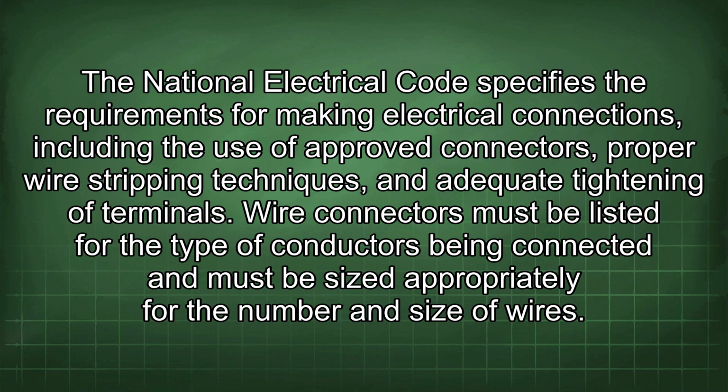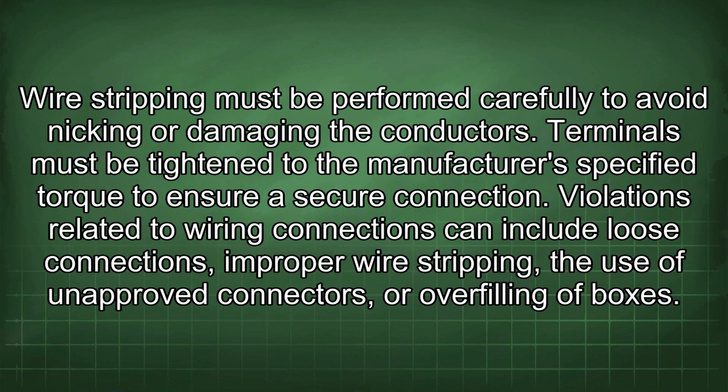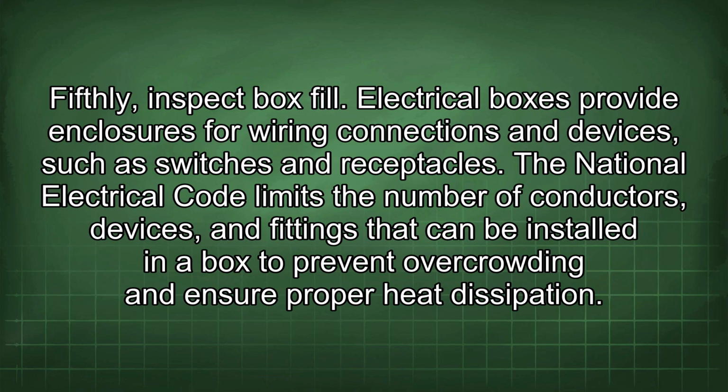Wire connectors must be listed for the type of conductors being connected and must be sized appropriately for the number and size of wires. Wire stripping must be performed carefully to avoid nicking or damaging the conductors. Terminals must be tightened to the manufacturer's specified torque to ensure a secure connection. Violations related to wiring connections can include loose connections, improper wire stripping, the use of unapproved connectors, or overfilling of boxes. Fifthly, inspect box fill.